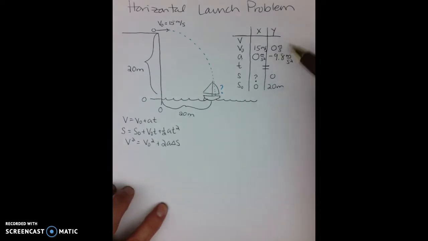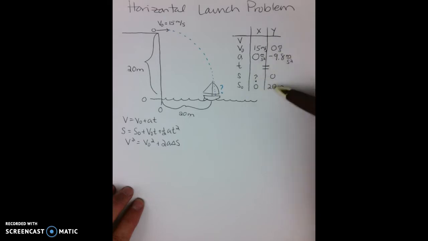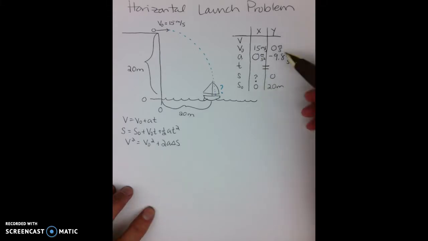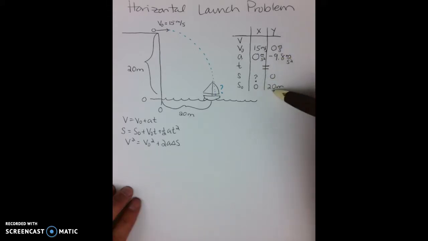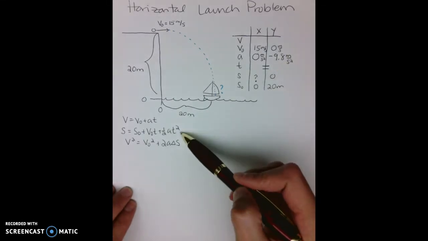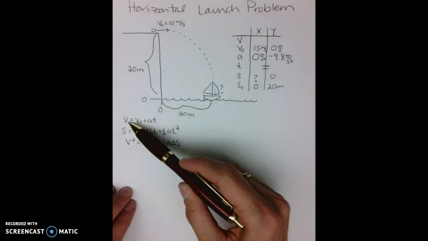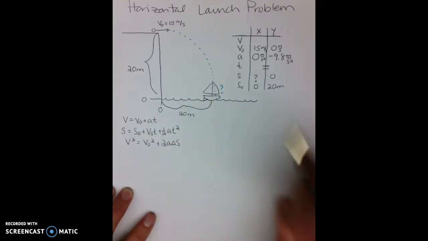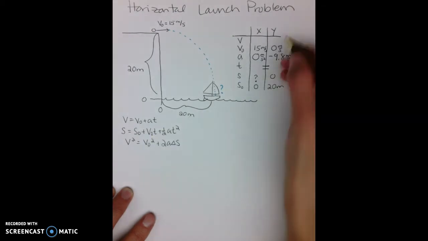And I need to find the time. Well, the question is which column do I have enough information in? You have to have 4 variables in a column in order to solve for something. So I only have 3 variables in the x column, so I can't use that column. But I do have 4 variables in the y column. And I'm looking for time, and so I need to use either the first equation or the second equation. I do not have final velocity, so I'm going to use the s equals s naught equation in the y direction.